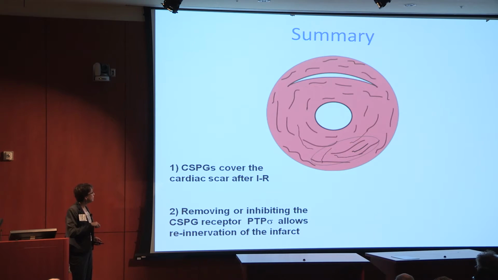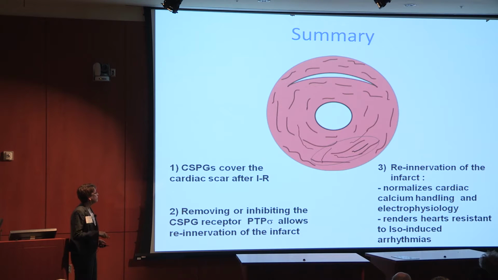And if you remove or inhibit PTP sigma, you can get reinnervation of the infarct. And let me just stop and say, we have looked at sympathetic nerves so far, but every intervention and all of these players also impact sensory nerves as well. In fact, that's the classic model for CSPGs preventing axon outgrowth. So it's entirely possible that we're also rescuing reinnervation of that part of the heart by sensory afferents.